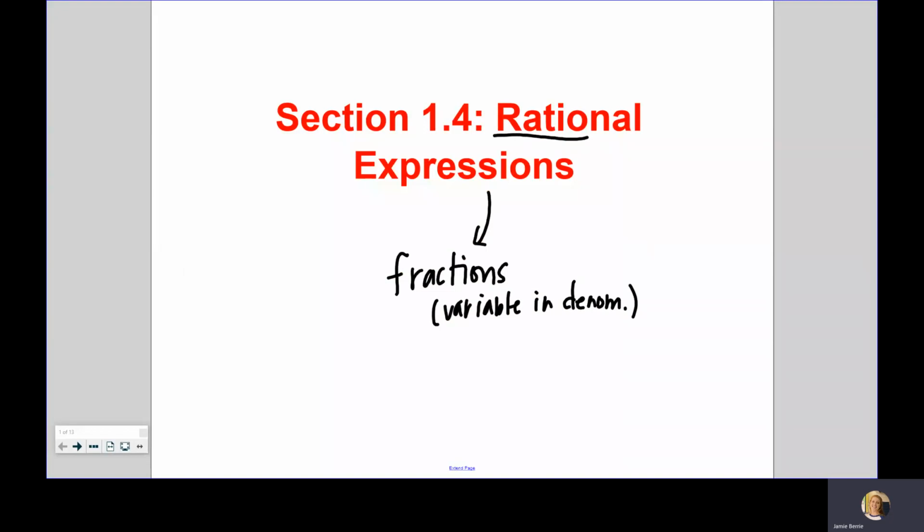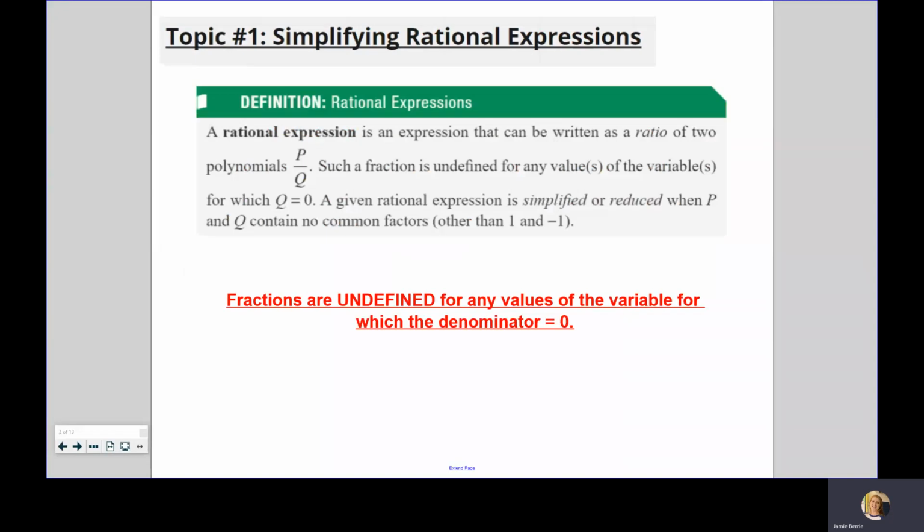All right, so here we have the definition of a rational expression. You don't need to write this down. You don't need to have it memorized, but there is one important part of this definition that I wanted to point out to you. It says, a rational expression is an expression that can be written as a ratio of two polynomials, p over q. Okay, and here's the important part. Such a fraction is undefined for any values of the variables for which the denominator is equal to 0. Okay. So fractions are undefined for any values of the variable that make the denominator equal 0.